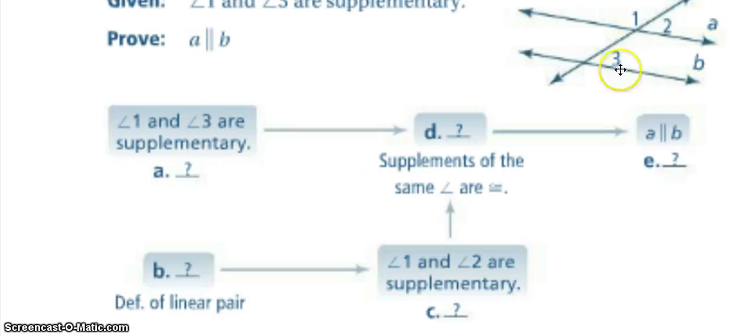So as we walk through this, 1 and 3 are supplementary, so they add up to 180. 1 and 2 also must be supplementary, which then by the transitive property or definition of a linear pair, we can substitute in and say that 1 and 2 must be supplementary.